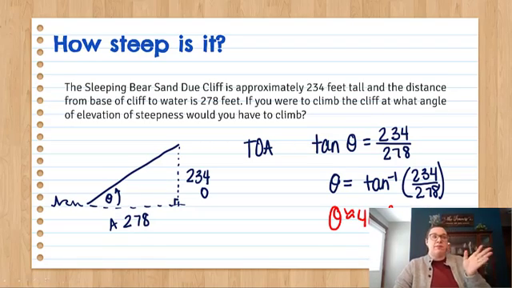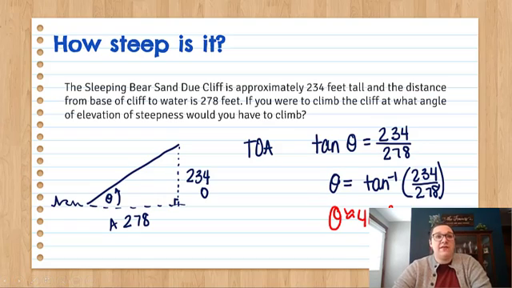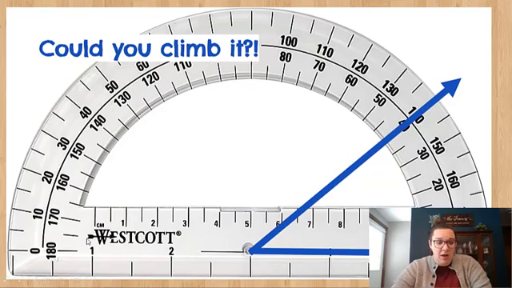Now, this seems fine, but let's think about it in context for a minute. You are having to climb up at an angle of 40 degrees-ish. How steep is that? Here is a representation of it. So here would be you walking straight. You have to climb at this angle. That is very steep. That's why that guy was climbing with his hands and his feet.